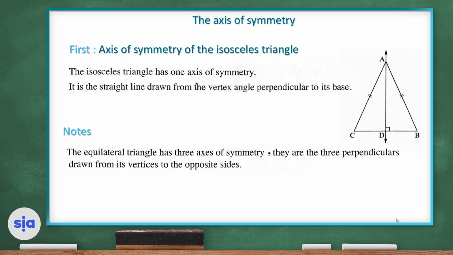Let's note that the equilateral triangle has three axes of symmetry. They are the three perpendiculars drawn from its vertices to the opposite sides. The scalene triangle has no axes of symmetry. So, dear students, the scalene triangle has no axes of symmetry. The isosceles triangle has only one axis of symmetry, whereas the equilateral triangle has three axes of symmetry.